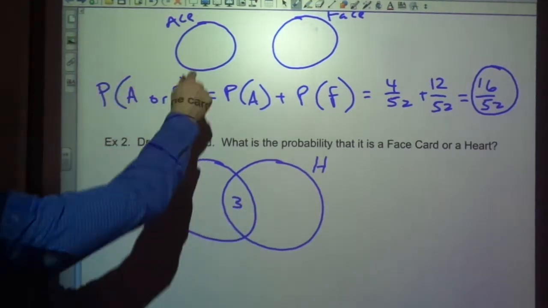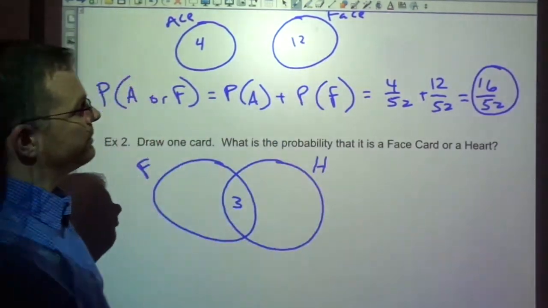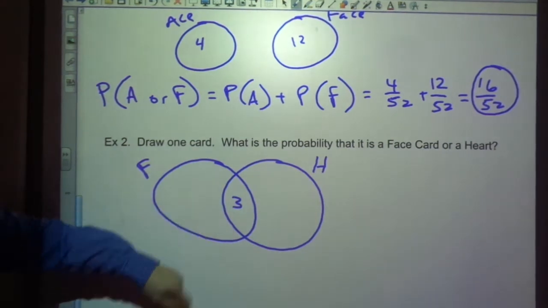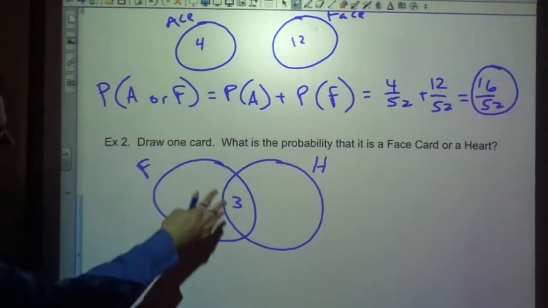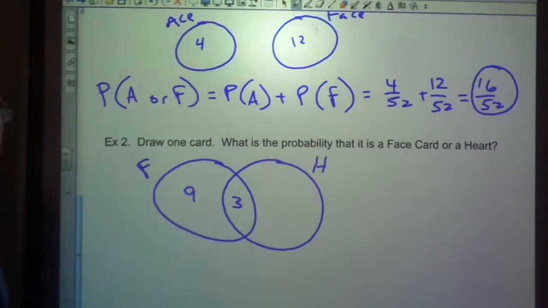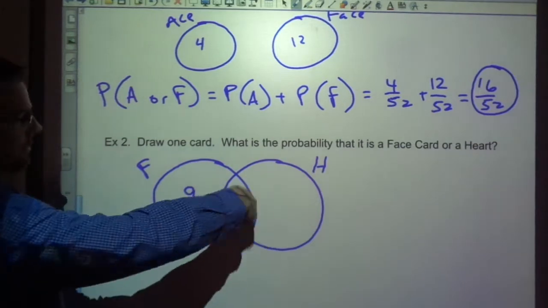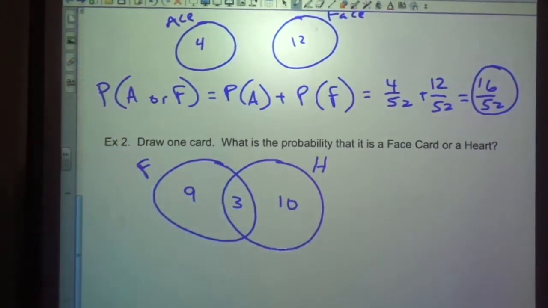I should have probably put up here, there were 4 cards that were aces, and there were 12 cards that were face cards, but that's okay. 3 of these are going to be both. So that means how many other face cards are there? There were 12 altogether. 3 of them are hearts. 9 of them are diamonds, clubs, or spades. Out of the 13 hearts, 3 of them are face cards, and 10 of them are the ace through 10.